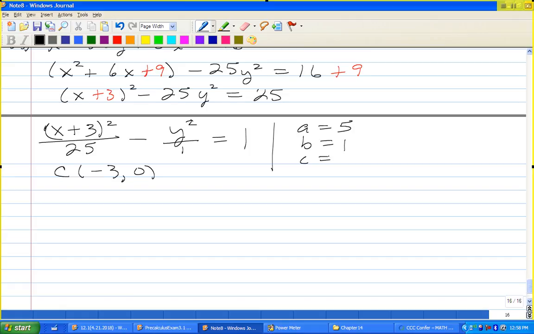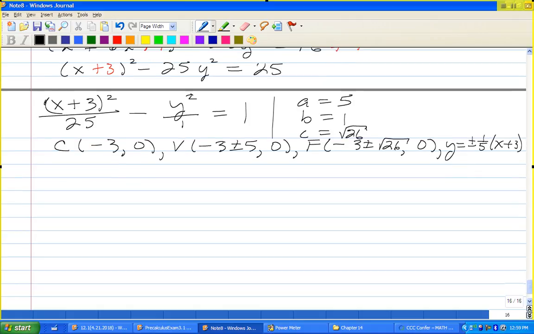C, 25 plus 1 is 26. Square root of 26. So the vertices are at negative 3 plus or minus 5, 0. Foci are at negative 3 plus or minus the square root of 26, 0. And your asymptotes are y is equal to plus or minus 1/5 x plus 3.